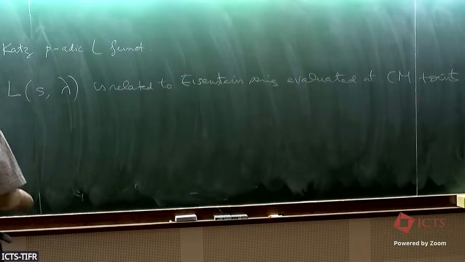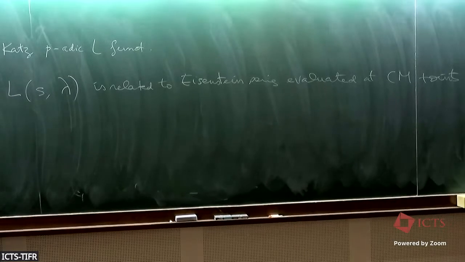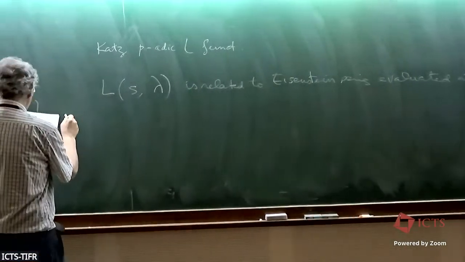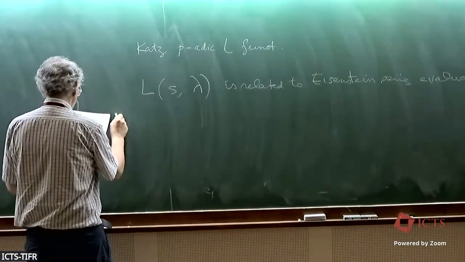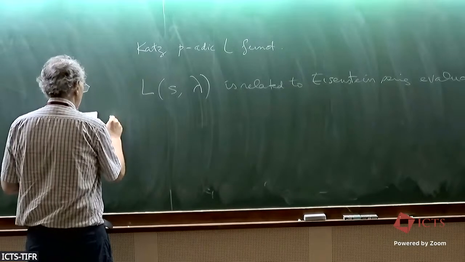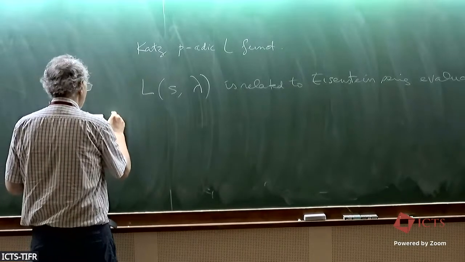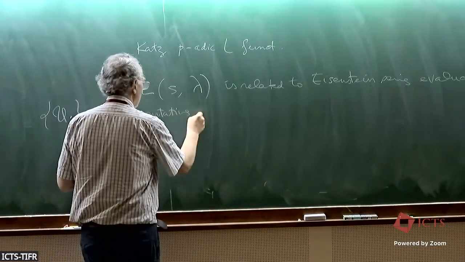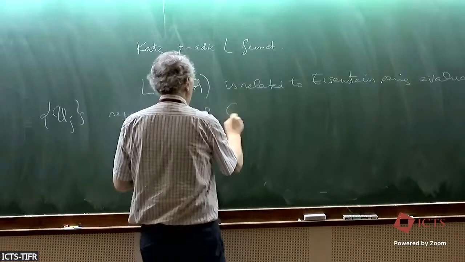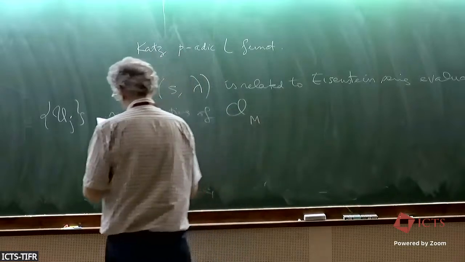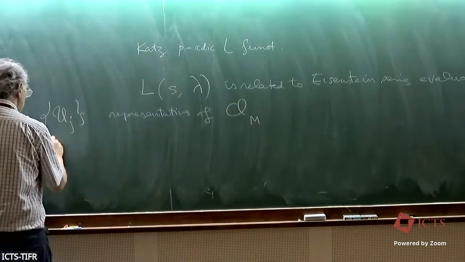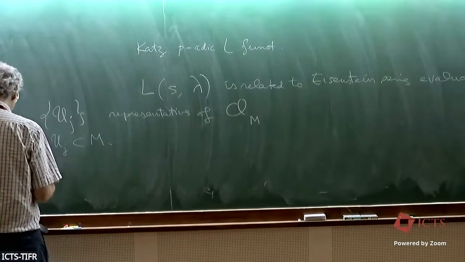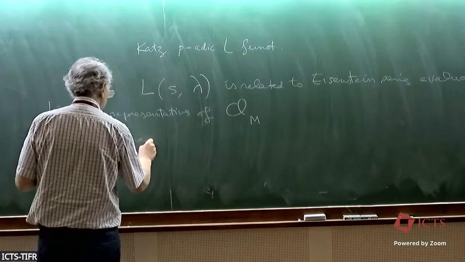So I just go to the beginning of the... You choose a finite, complete set of representatives of the class group of M. These are fractional ideals inside M, and you assume they are prime to CP.